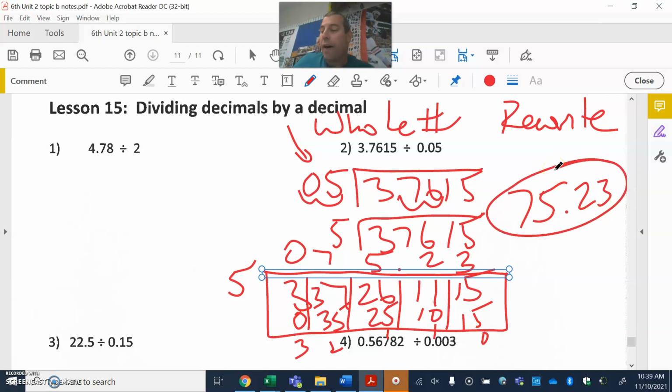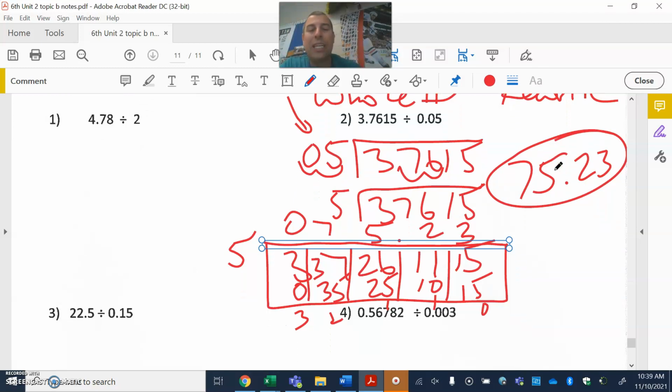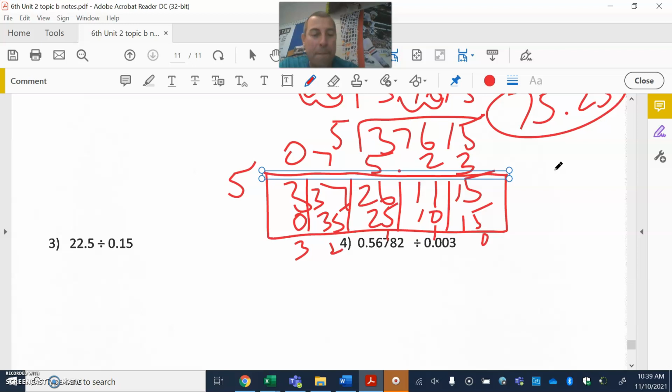So, yeah, rewrite ahead of time. Again, the number on the outside needs to be a whole number when it comes down to it.